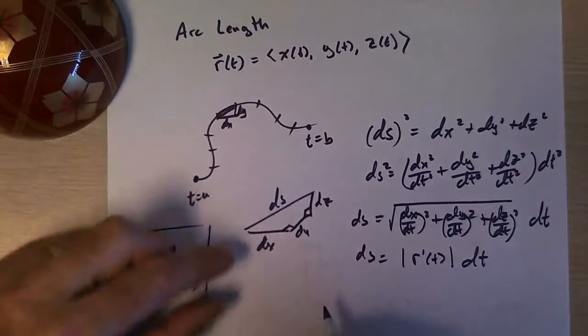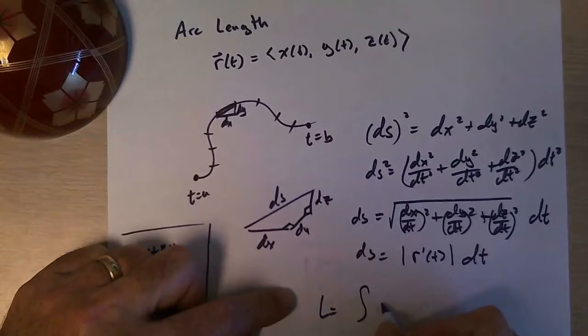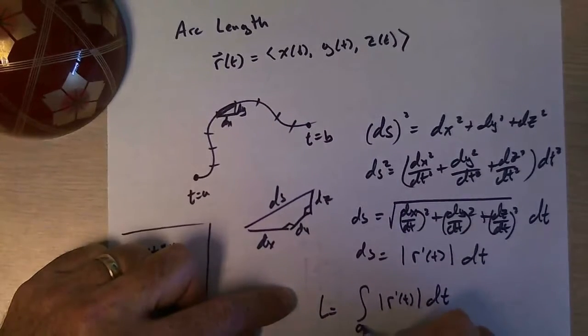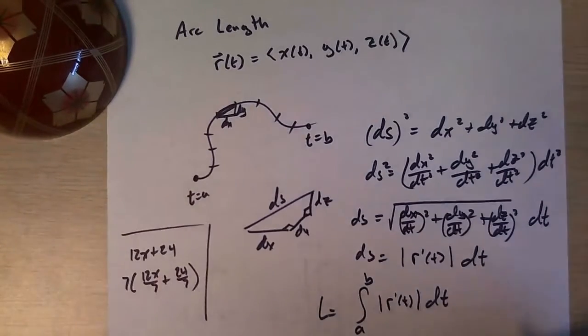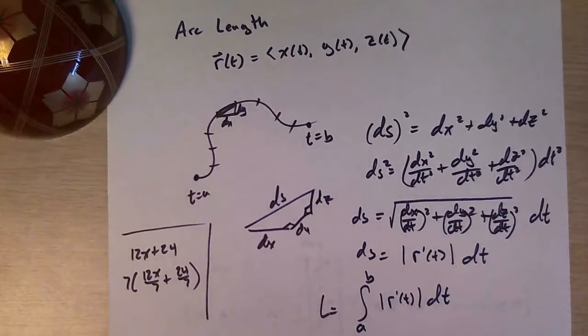So this calculation right here is actually the length of the derivative vector. And so the total length of the curve is going to be the sum of all the pieces, the length of the derivative vector times dt, all the way from t equals a to t equals b. Add up all of those little bits of arc length to get the total.